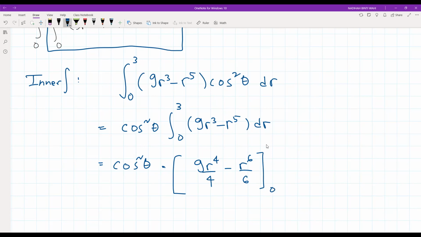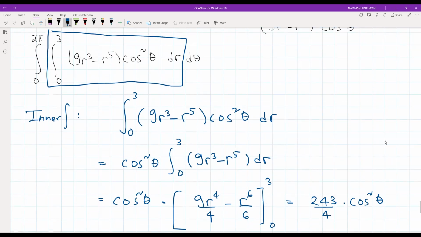Okay, so from 0 to 3, you do the math. That will be, what's that? That will be to the power of 4. So that is 243 to the power of n divided by 4 and times cosine squared theta. Okay, so now you have to be careful with your arithmetic calculation.